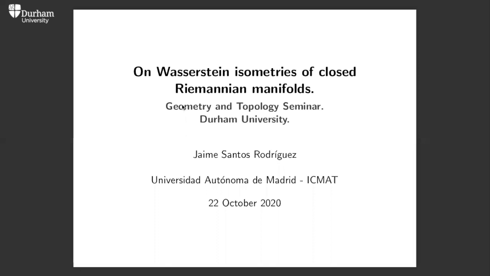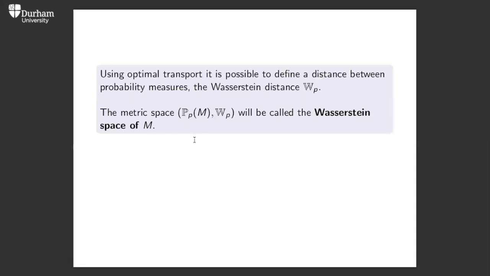So today I'm going to talk, as Fernando just mentioned, on Wasserstein isometries. And this is part of my PhD thesis. I worked on many things, and this is the last chapter. Let me begin. Using optimal transport, it is possible to define a distance between probability measures. This distance is called the Wasserstein distance. And with this, we can give the space of probability measures a metric, the Wasserstein metric, and this metric will reflect many geometrical properties of the base space M.